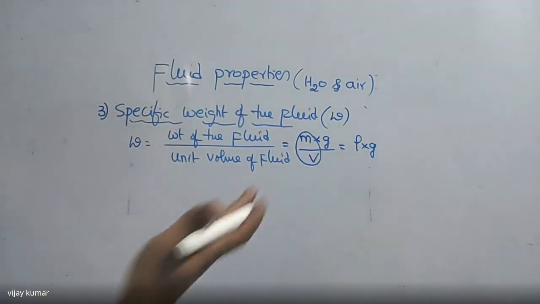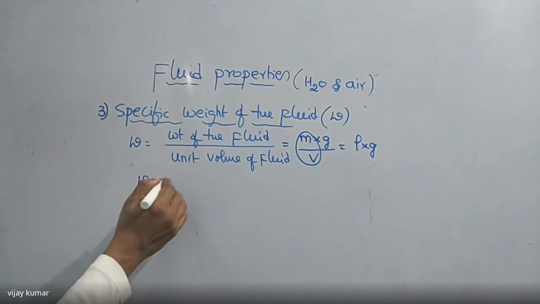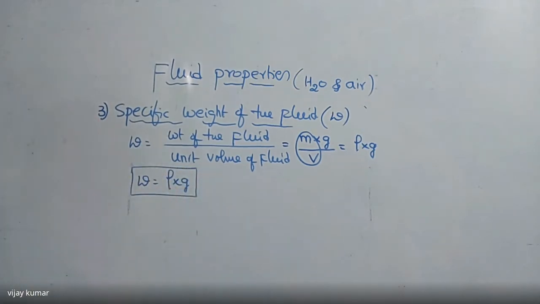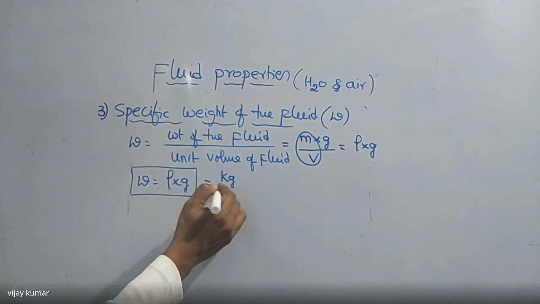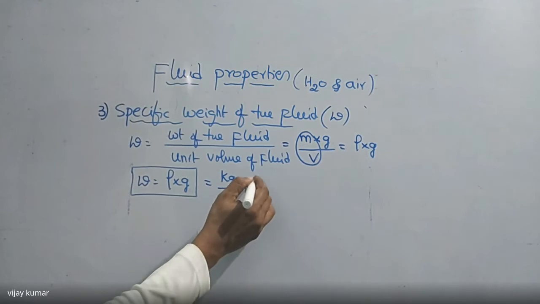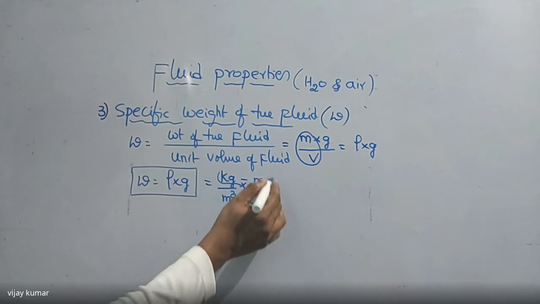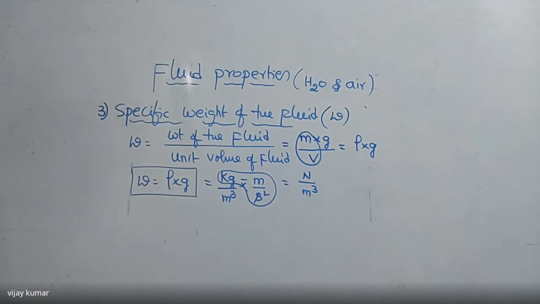Then what is the formula for specific weight here? Specific weight is equal to rho into g. This is specific weight. Then what are the units here? Density is expressed in terms of kg per meter cube, and g is meter per second square. So kg meter per second square is nothing but 1 Newton. So Newton per meter cube is the unit of specific weight. So be careful about the units and be careful about the definition and the formulas.